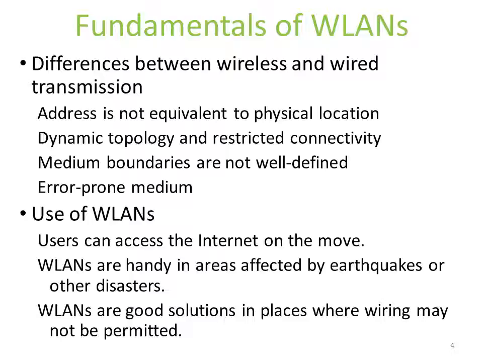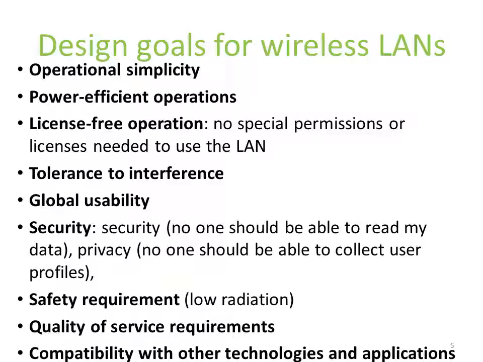So based on these advantages, wireless LAN can be used in different areas, like where earthquakes may have affected, and where communication media or a wired network is not possible. It is most useful in military areas. These are some of the advantages or uses of wireless LAN. Based on these, we have to design a wireless LAN.